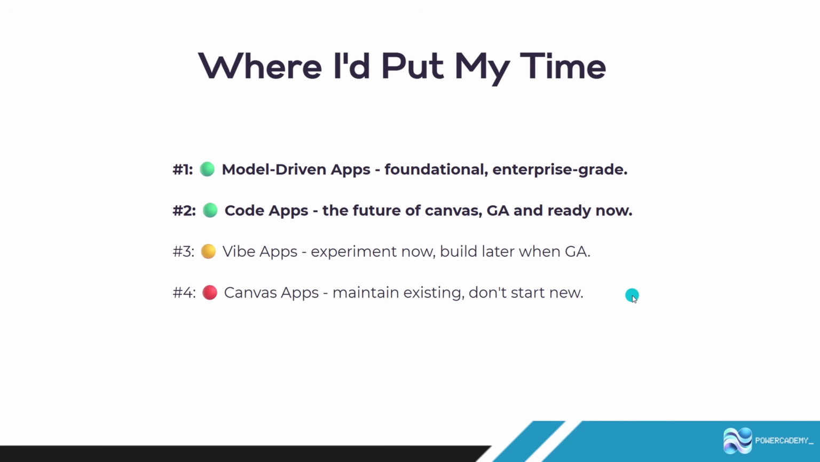I don't recommend starting them new unless you're looking at budget constraints and requirements. Then I think Canvas apps can be useful, which is why they're still on this list, but I think they're the bottom of the priority. And what's awesome and something that people miss, and I mentioned it earlier in the video, but Vibe apps generate code apps. They're on the same technology, so when you learn code apps, you're also learning the output of Vibe apps, which is why I say code apps is the future of Canvas.